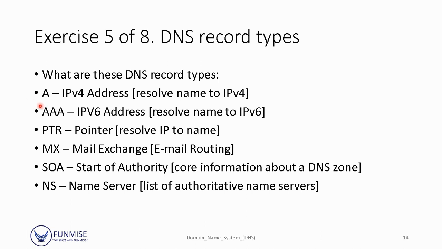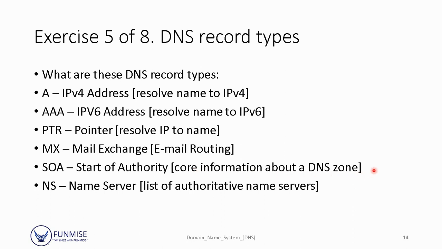Well, a type A is for an IPv4 address. It will resolve a name to an IPv4 address. Type AAAA is for IPv6, and it will resolve a name to its IPv6 address. Pointer, the PTR, will resolve an IP address to a name. MX, mail exchange. This is for email routing, so the MX records will refer to the mail servers. SOA, start of authority. This contains core information about a DNS zone.